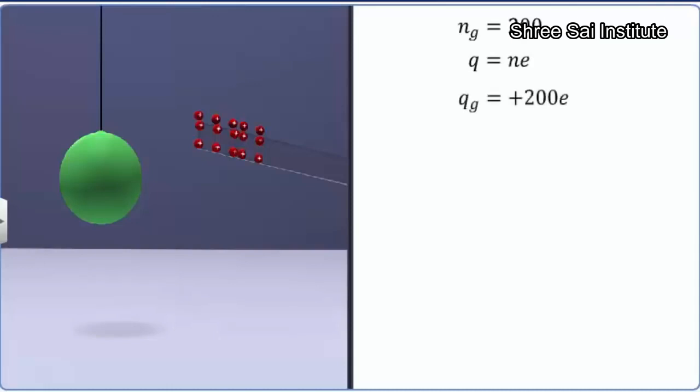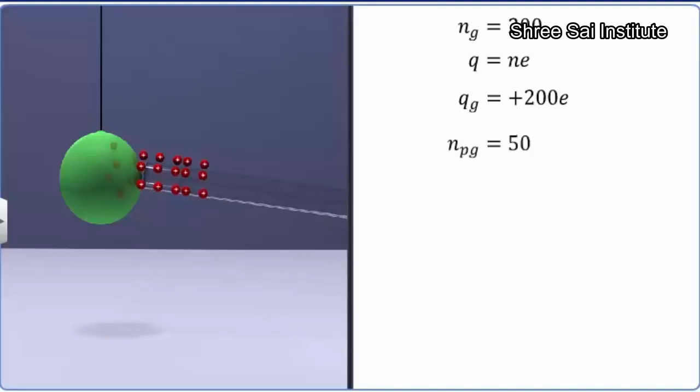Let us assume that initially glass has a deficit, Ng, of 200 electrons. Using the quantization of charge principle, that is, Q is equal to Ne, we see that the charge on the glass is Qg equal to plus 200 e. Now, when this glass rod was in momentary contact with the pith ball, let us assume that because of the electrostatic attraction, a few electrons, say Npg equal to 50, are transferred from the pith ball to the glass rod.